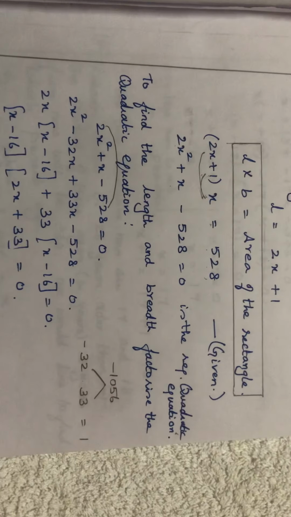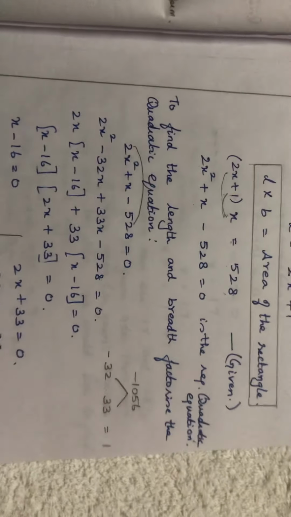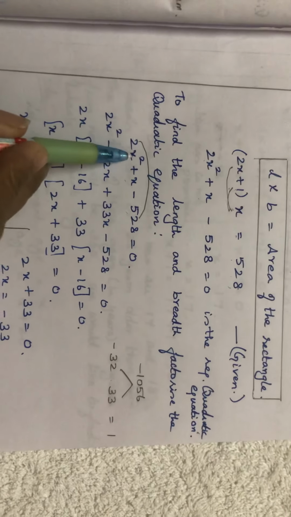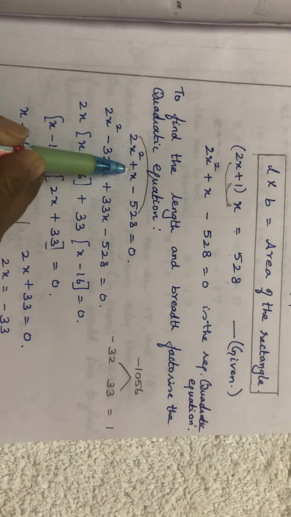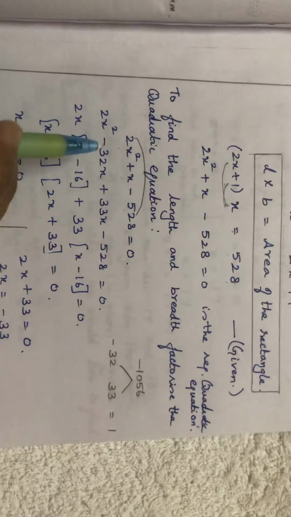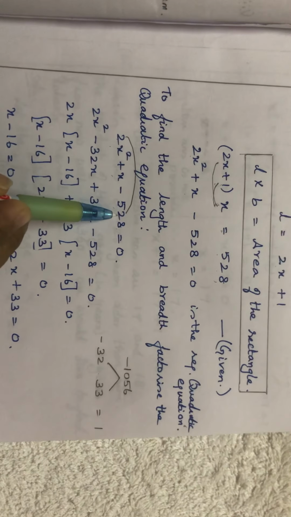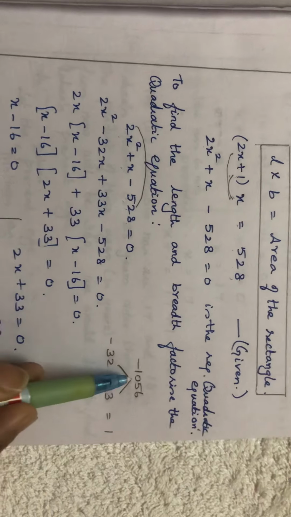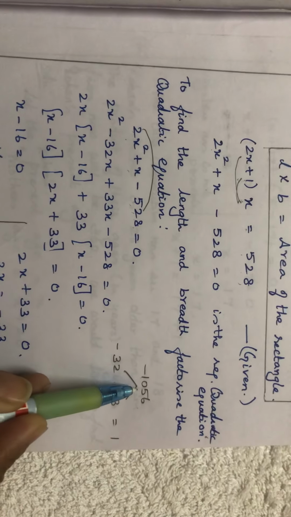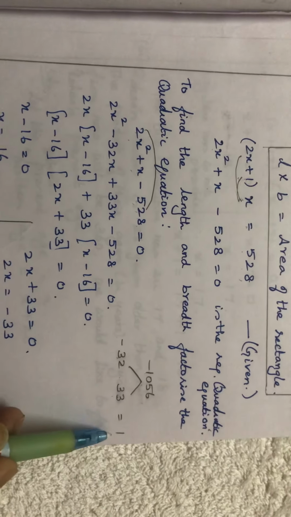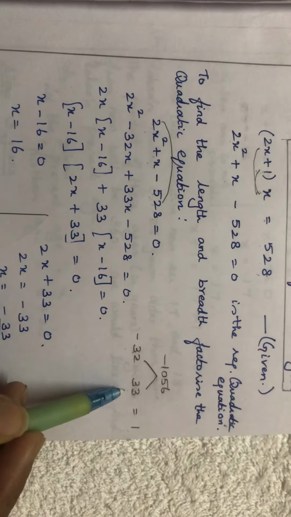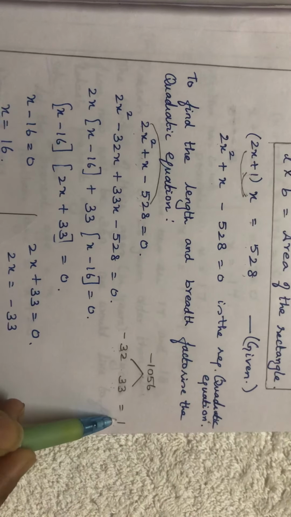To find the length and breadth, we have to do factorization. So 2x square plus x minus 528 equal to 0. Here coefficient of x square is 2, coefficient of x is 1, constant term is minus 528. Now multiply 2 into minus 528, we will get minus 1056. While multiplying the factors, I should get 1056. When I am adding or subtracting, I should get 1, that is the middle term. So what are the factors? Minus 32 and 33. When I am adding the terms, I will get plus 1.